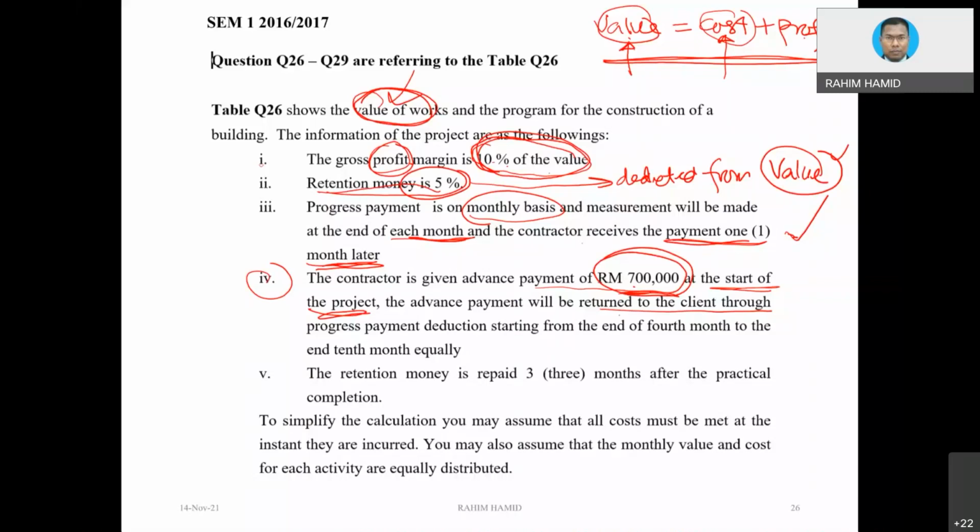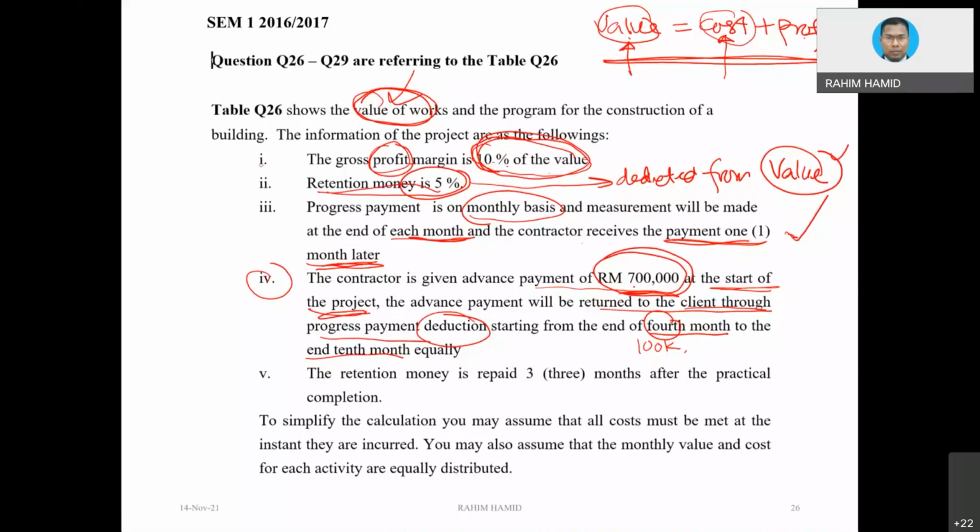The advance payment has to be returned to the client through progress payment deduction, starting from the end of the 4th month until the end of the 10th month equally. Meaning to say, every month, starting from the 4th month, 100,000 is going to be deducted from the contractor payment received. So now perhaps you get the idea. The payment received is going to be deducted with many things.